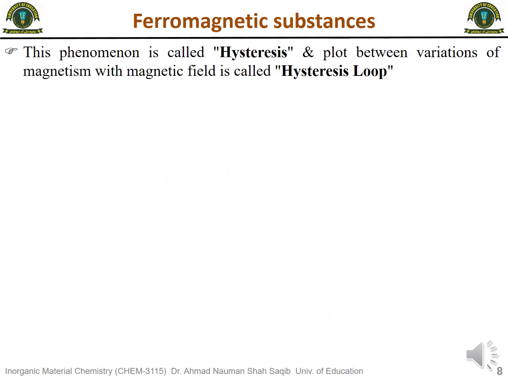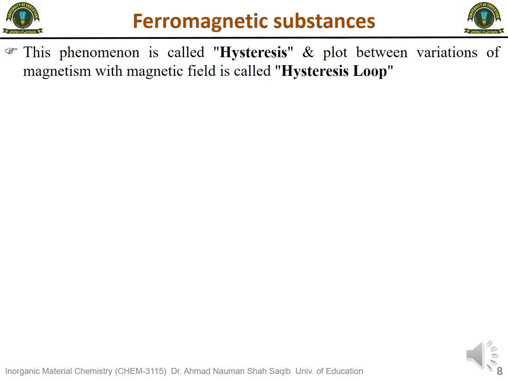So in ferromagnetic substances जब हम external magnetic field remove करते हैं, still it retains magnetization, and that phenomena is also called as hysteresis. And when we draw a plot between variation of magnetism with applied magnetic field, it is known as hysteresis loop.